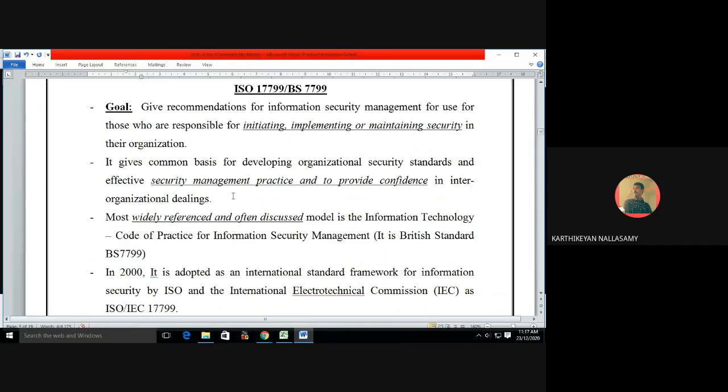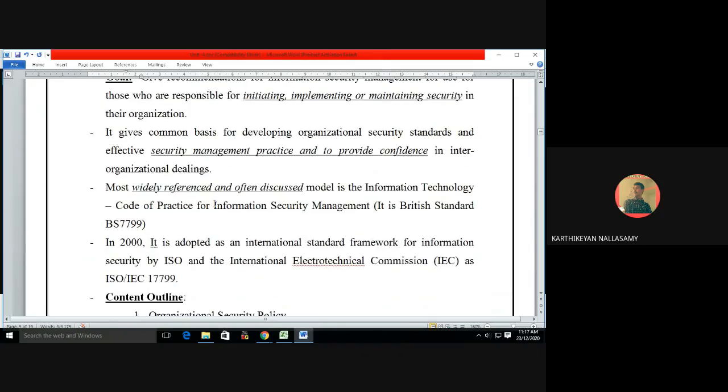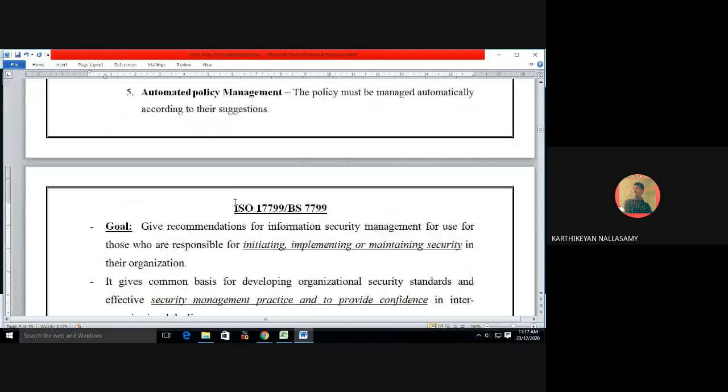Normally, this is a review. I mean, it is a reference model. Normally it is adopted by both ISO and the International Electrotechnical Commission. It is called ISO IEC, International Electrotechnical Commission 17799.